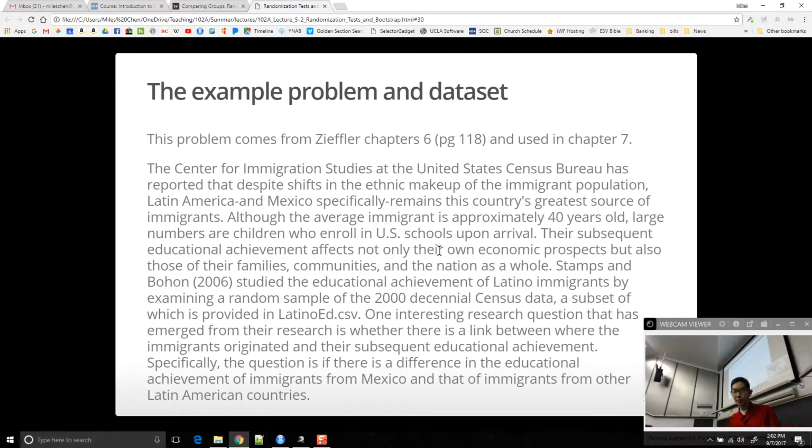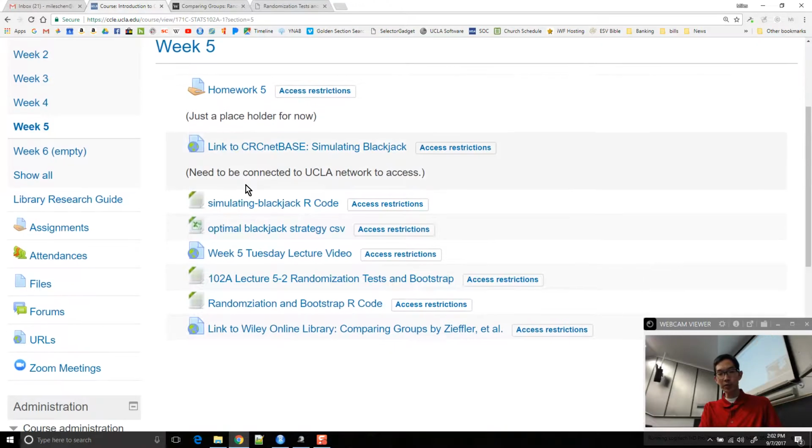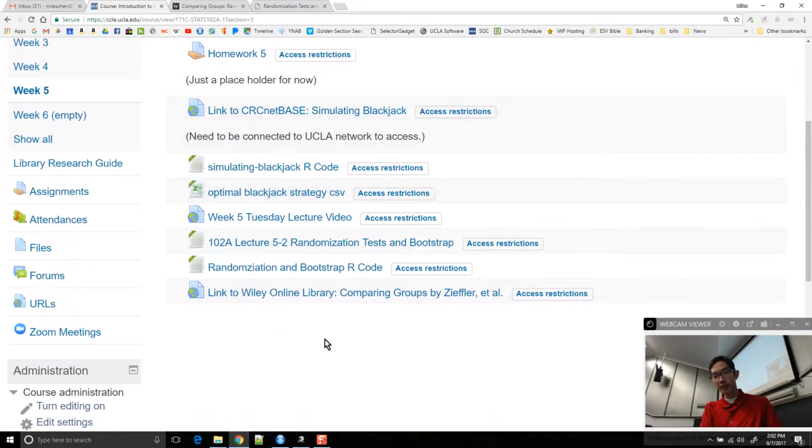So here I'm using an example from the Ziefler textbook, which I have linked. It's in your syllabus, but I've also linked it on CCLE. As long as you're connected to the UCLA network, you should be able to access this book for free.